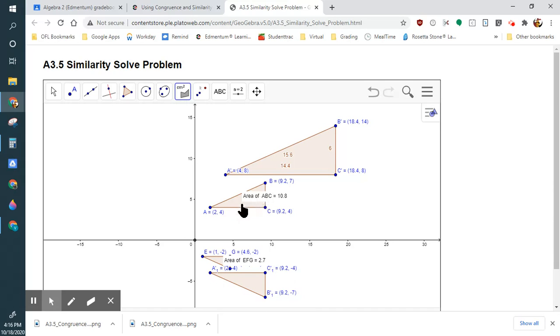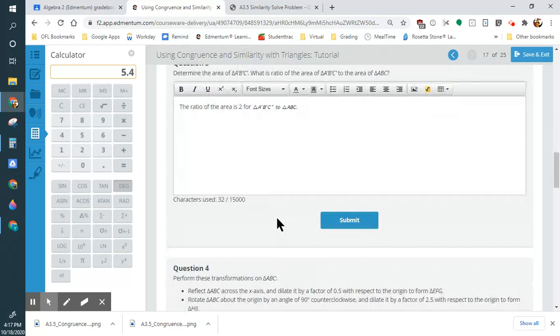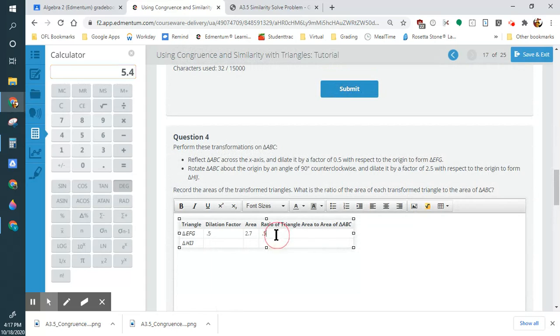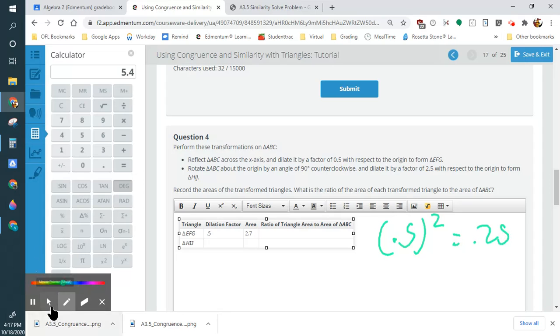What happened here? This area is 10. Oh, that's right. We're not cutting it in half. They got me. The reason why we're not cutting this in half is area is not a one-dimensional thing. They'll explain this later. Area is not one dimension. It's two dimensions. So if we have this 0.5, we have to square it. So the dimension of the area would be 0.5.